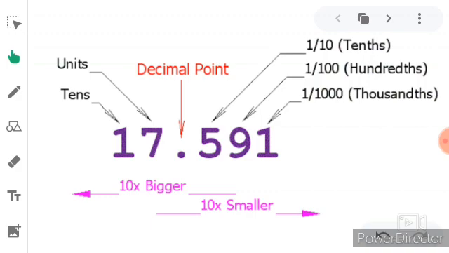Students, we have also seen different types of places and their place values. Now we will take a quick revision about the places. 17.591 is the number, so this one is your decimal point. 7 is present at the unit place, 1 is present at the tens place. Then the place which comes after the decimal point is the tenths place. So 5 is on the tenths place, 9 is on the hundredths place and 1 is on the thousandths place. So we have seen all these places in the previous video.